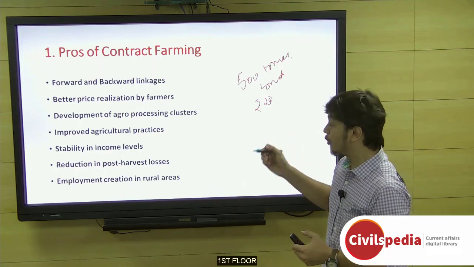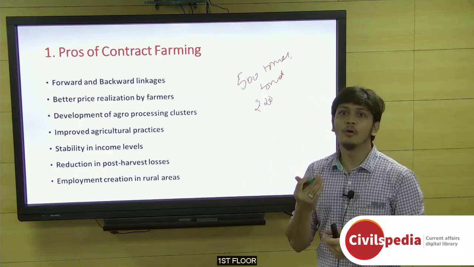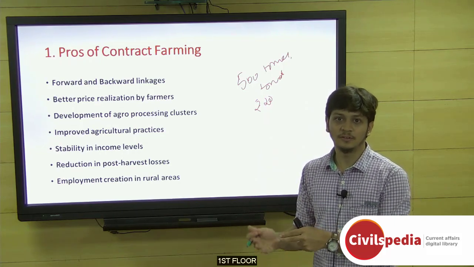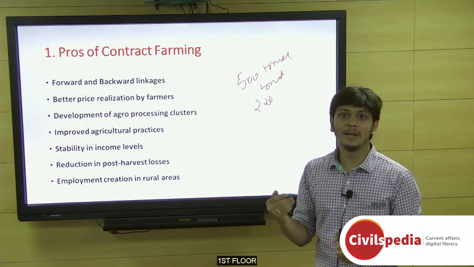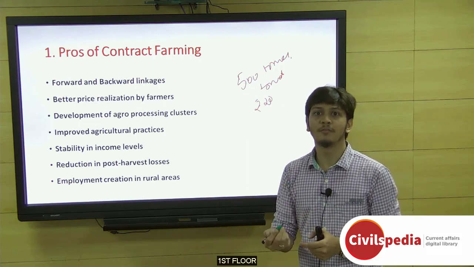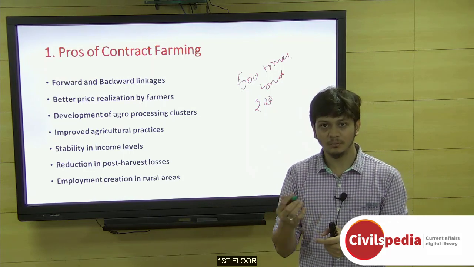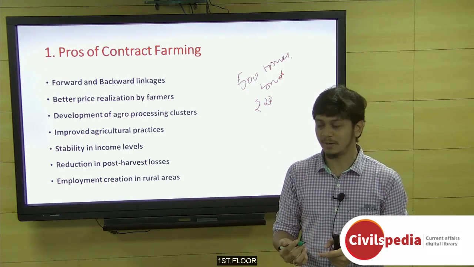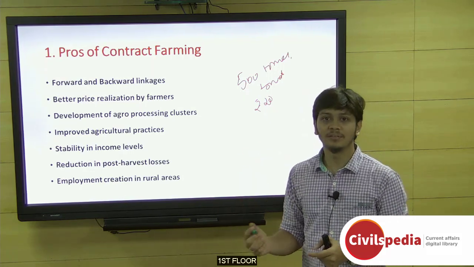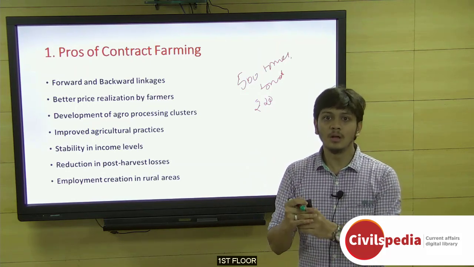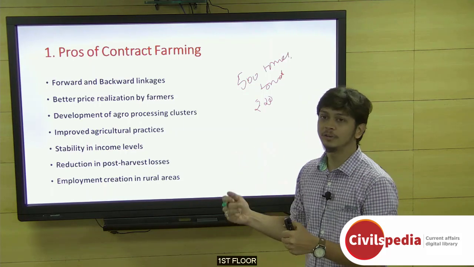Then development of agro processing clusters. As we already know, the government has been developing mega food parks, mega food agro export zones, etc. So contract farming will lead to more development of such mega food parks and agro processing clusters. Improved agricultural practices with respect to farmers; they will be knowing the newer agriculture practices. Stability in income levels, since they will be getting a minimum, regular income with respect to selling of their goods. Reduction in the post-harvest losses.